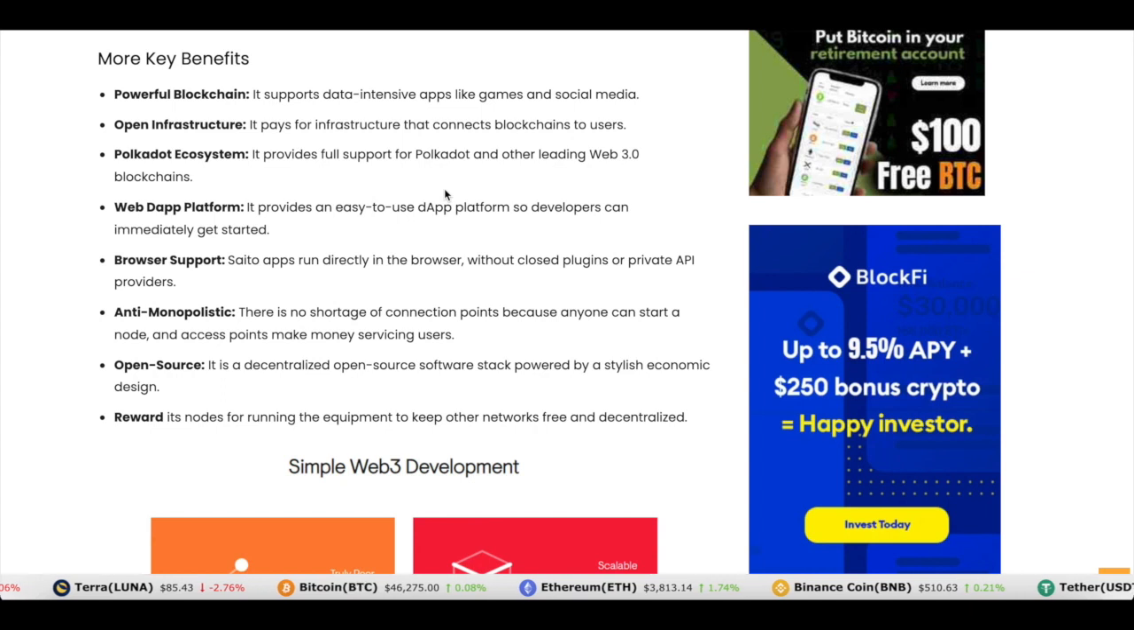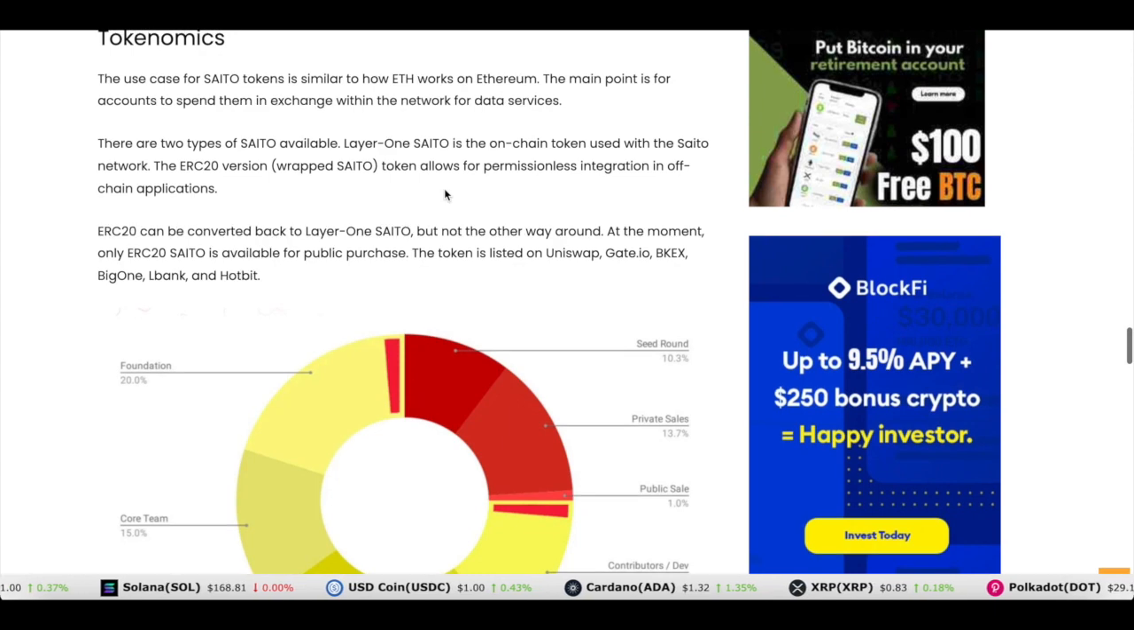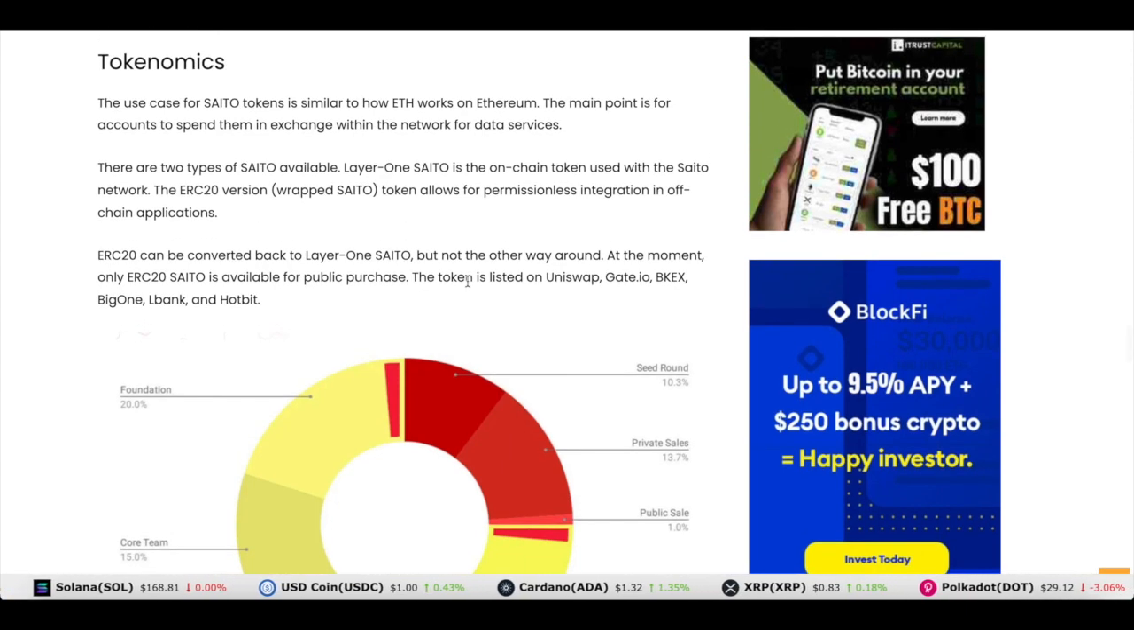There is no shortage of connection points because anyone can start a node and access points to make money servicing a network. Open source is a decentralized open source software stack powered by a stylish economic design. Not to mention, one of the better parts yet, rewards. It rewards nodes for running the equipment to keep the network free and decentralized. And one more thing that we have to go through is the tokenomics.